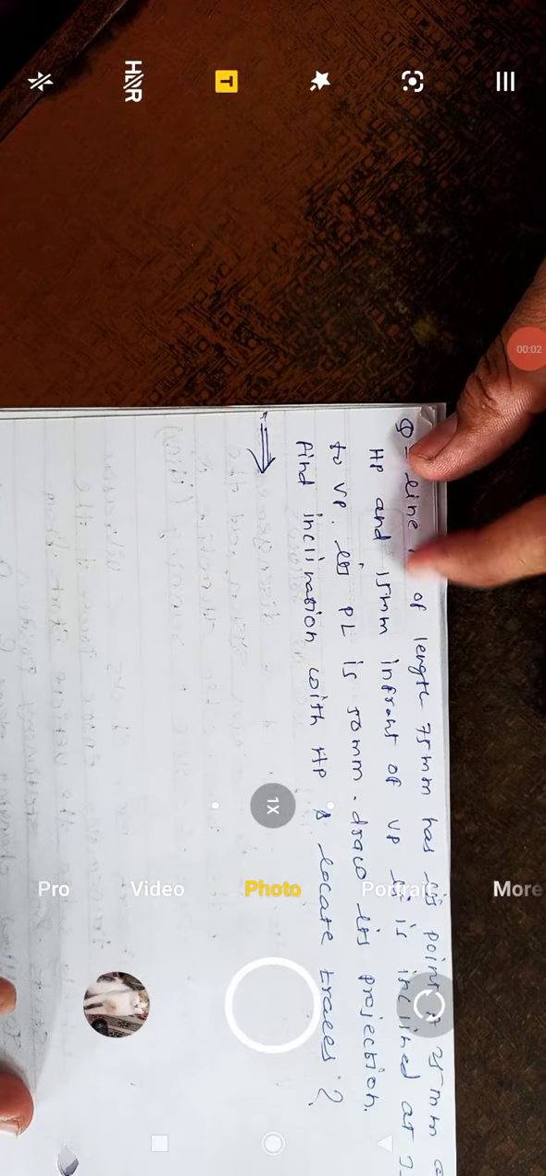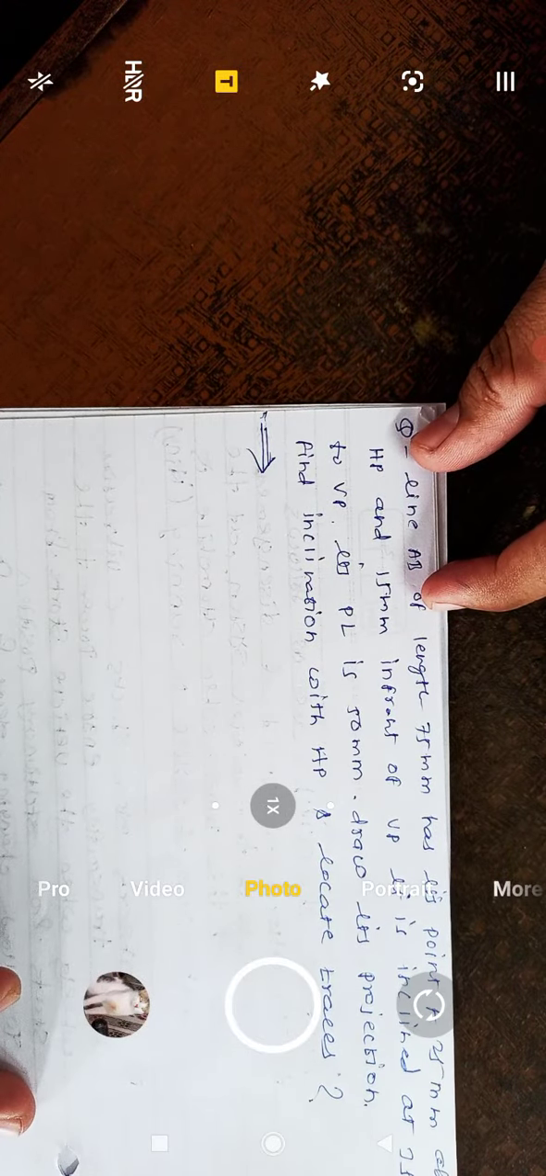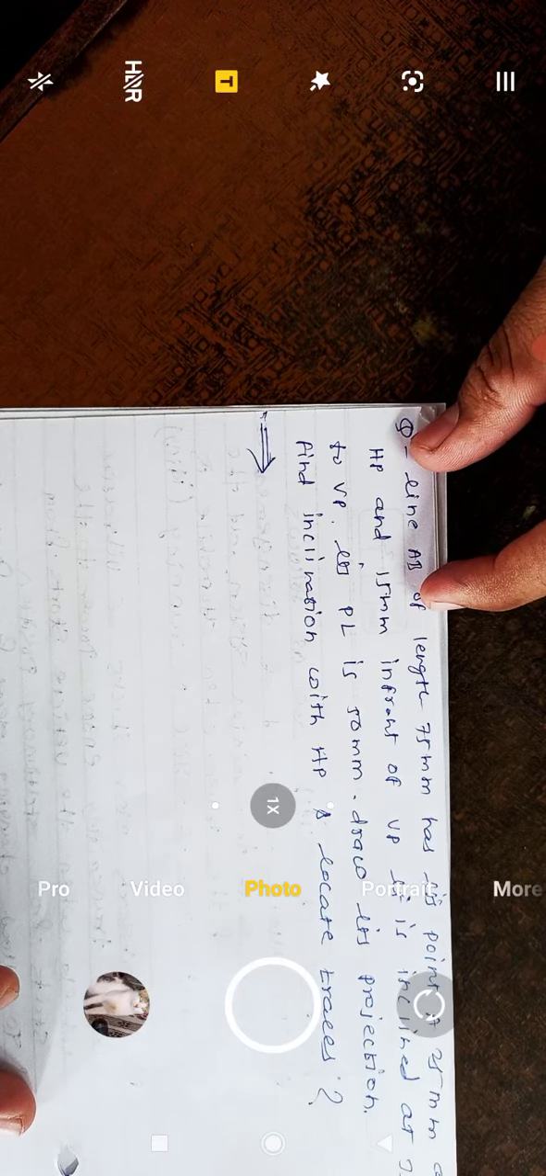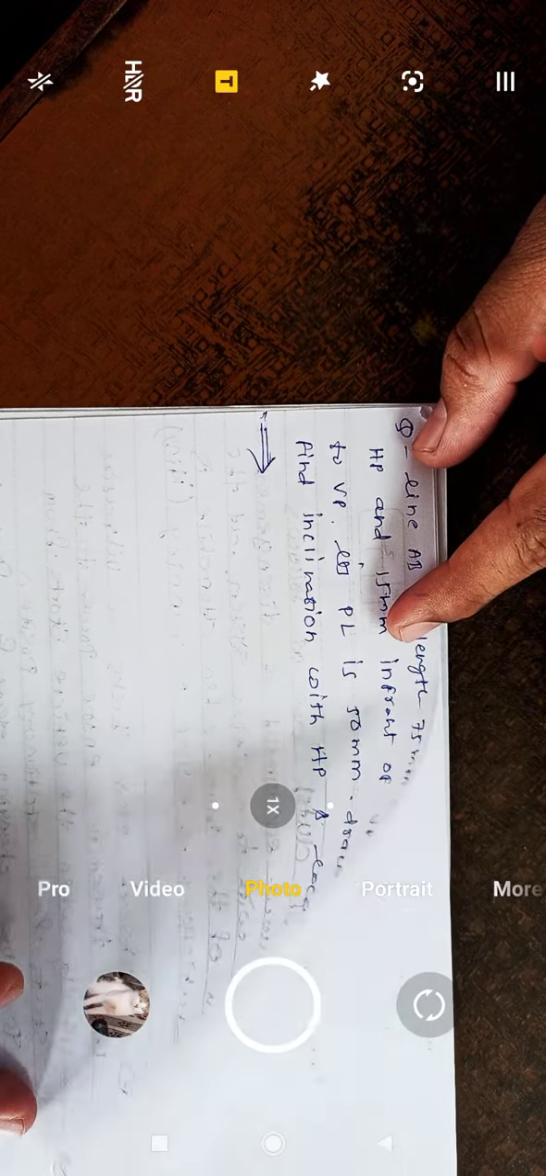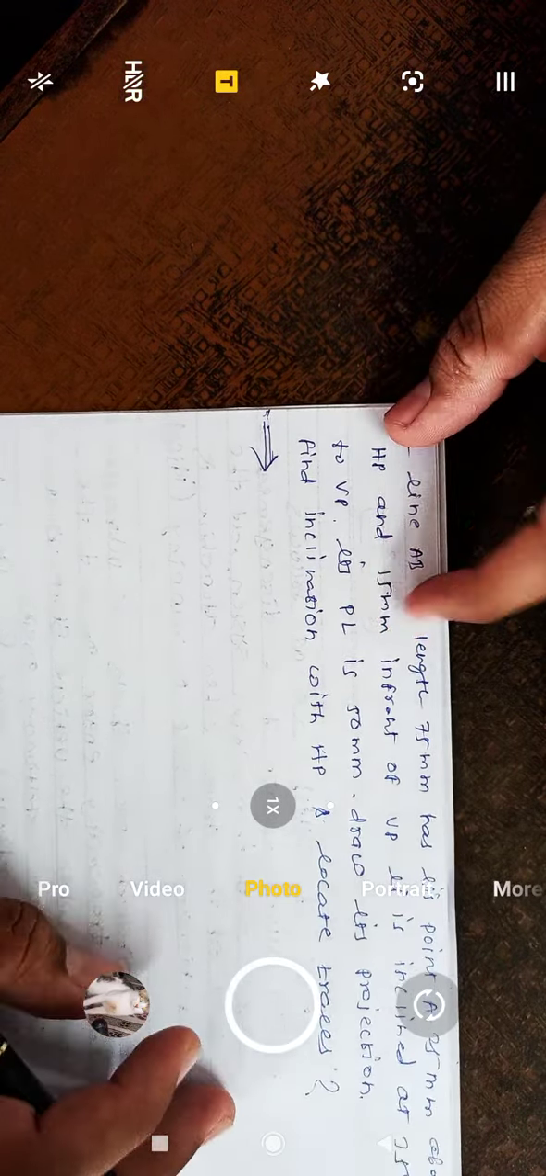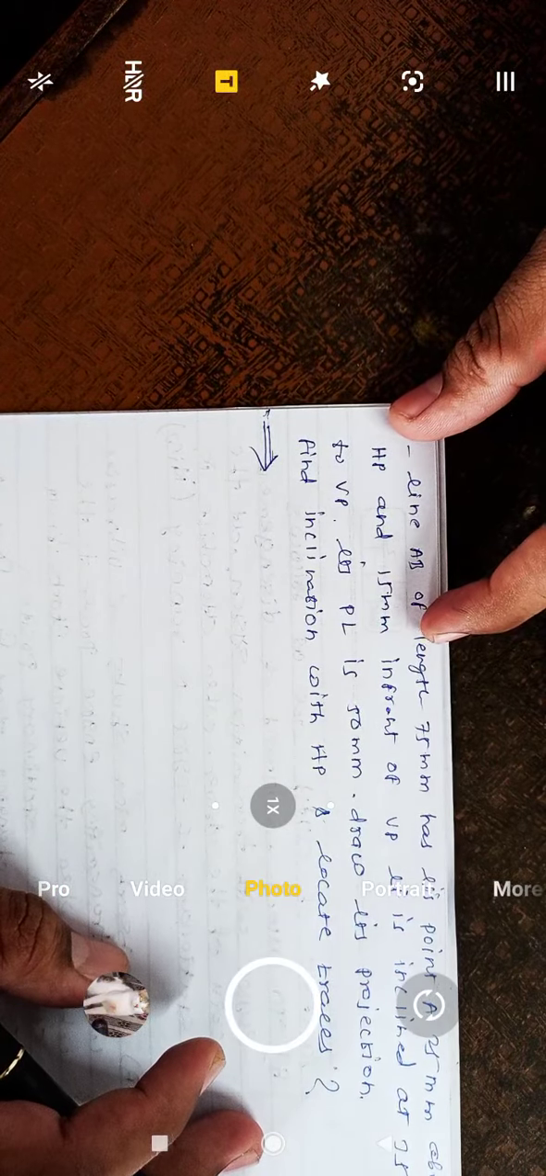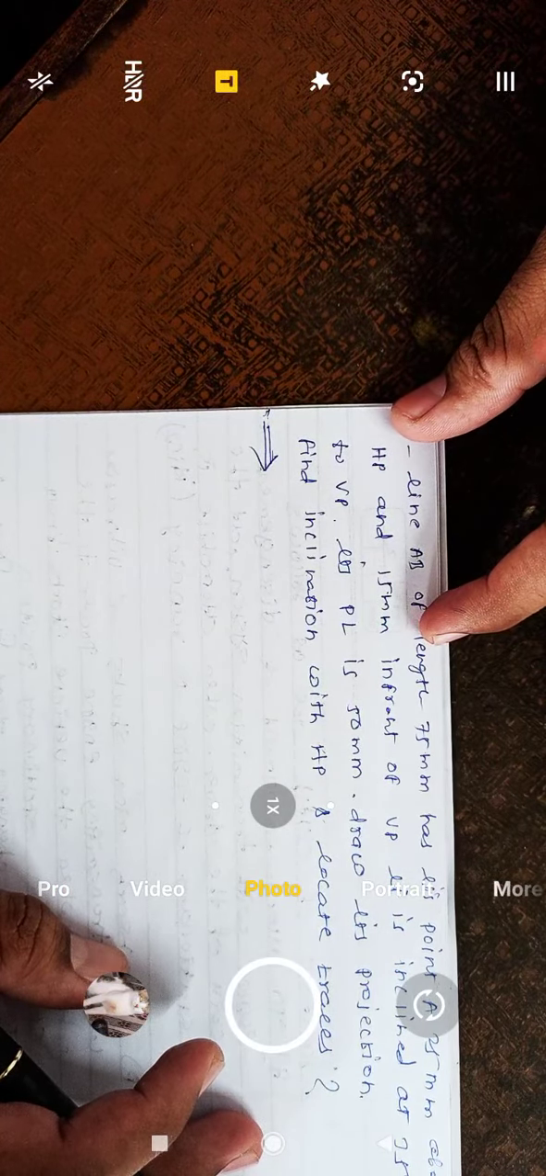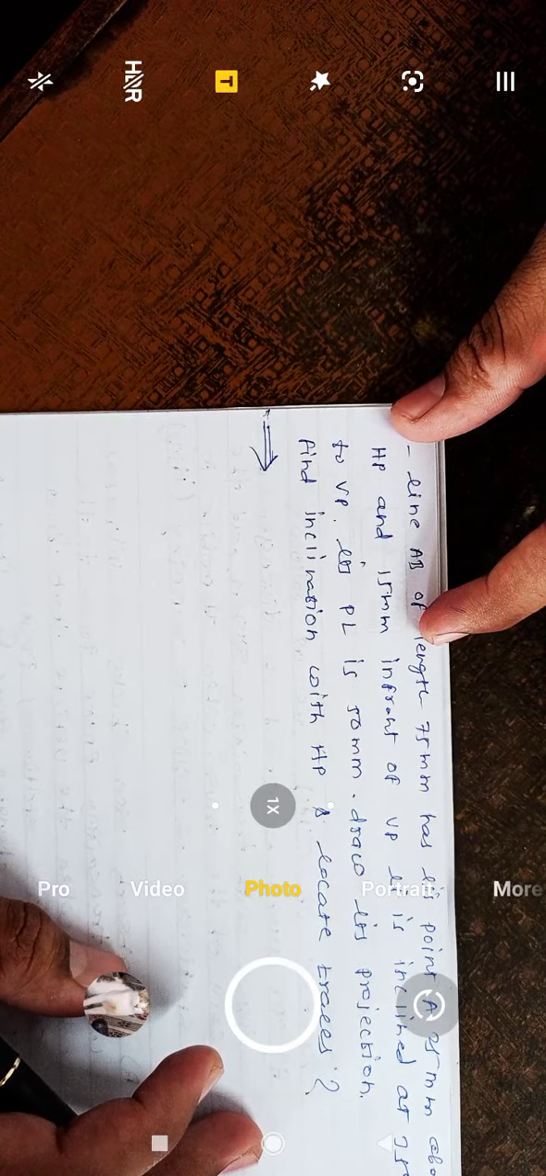Hello everyone. We will see a new problem on projection of lines. This is the problem statement: a line AB of length 75 mm has its point A 25 mm above the HP and 15 mm in front of VP. It is inclined at 35 degrees to the VP and its plan length is 50 mm. Draw the projection, find the inclination with the HP, and locate the traces.